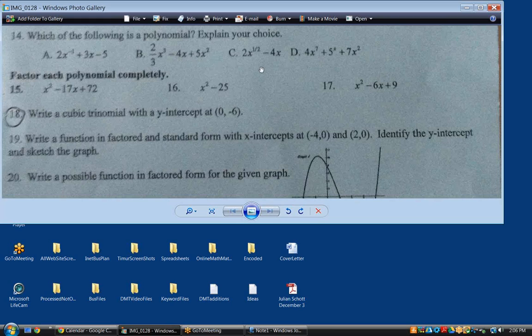How about C? Yes. No? Remember, the exponent on the x term has to be a positive integer, a whole number. That's a half. So that is not a polynomial. How about D?